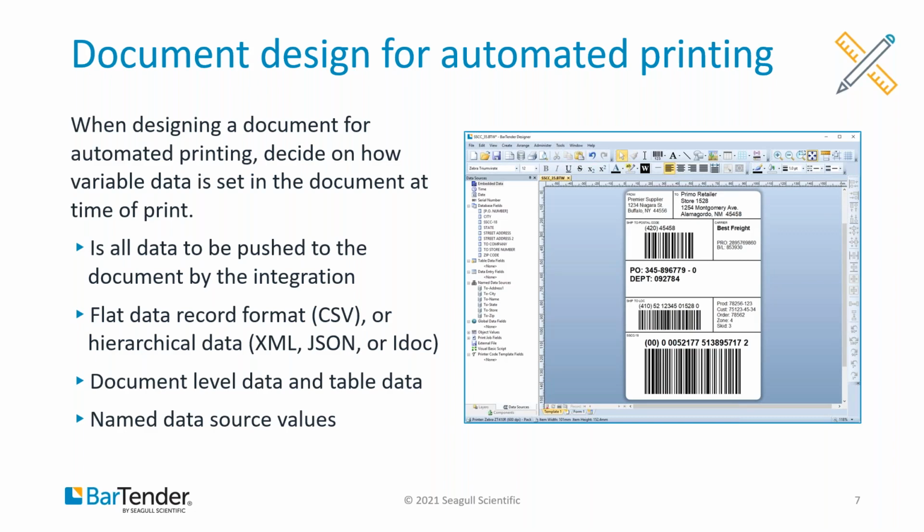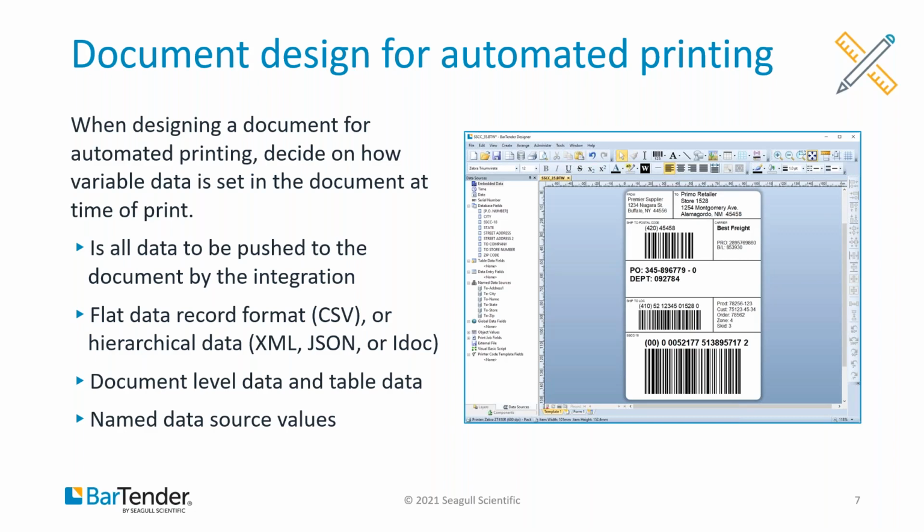Now, obviously, if you're automating the control of BarTender, the main reason for that is for printing, and of course you would want to set the variable data in that document prior to printing, whether it's setting simple named data sources with a value or overriding data file connections, be that CSV, XML, JSON, IDOC files for record-based data sets.